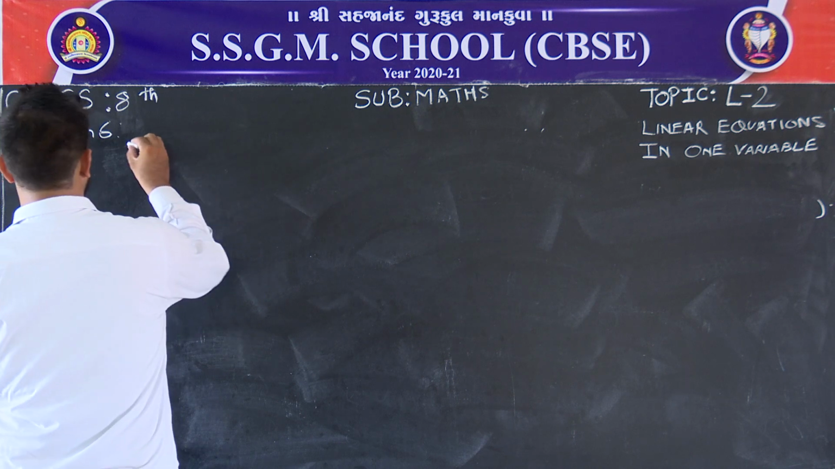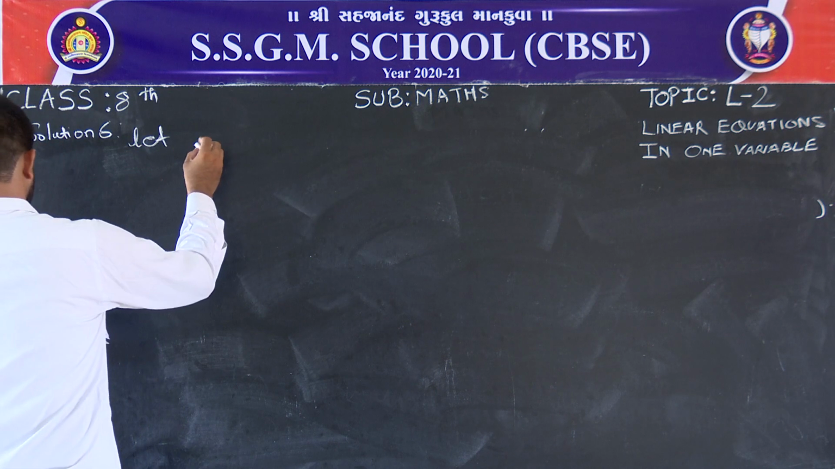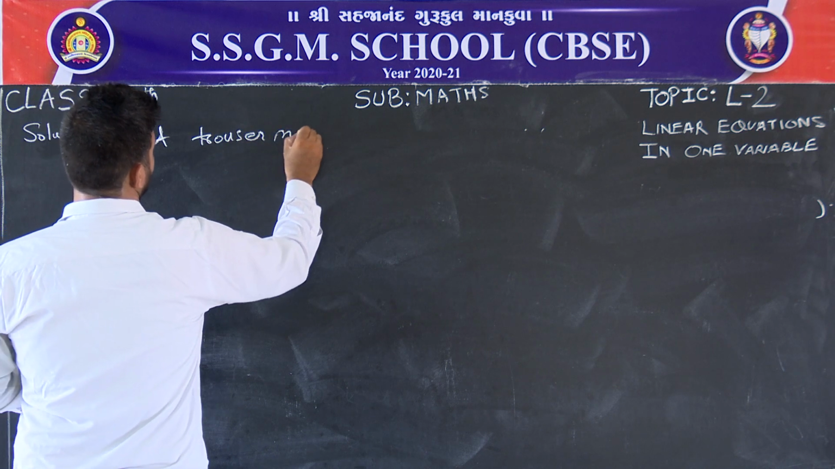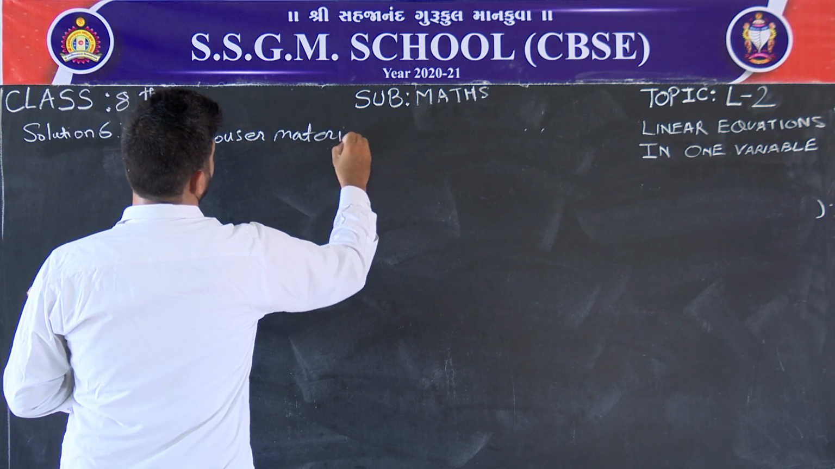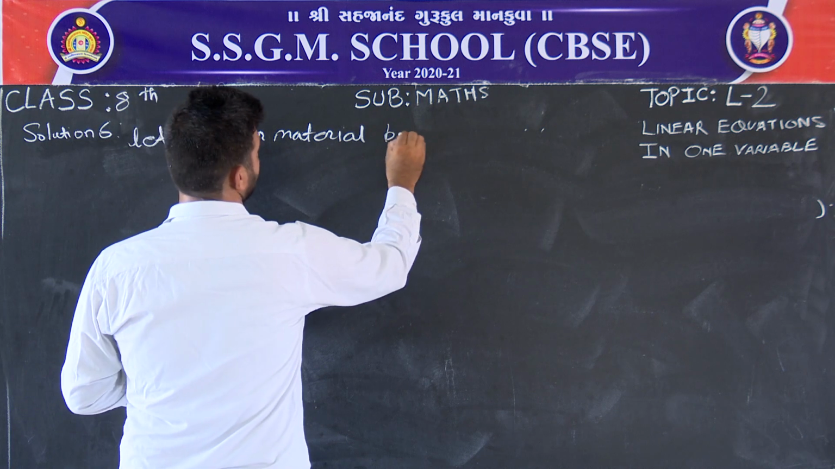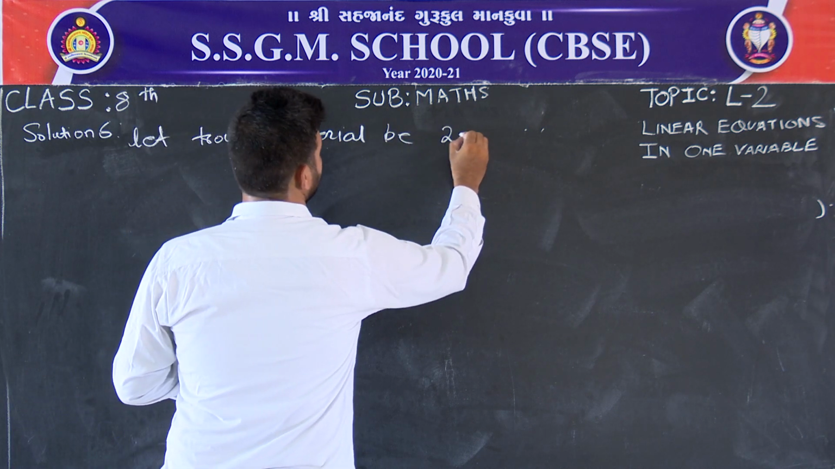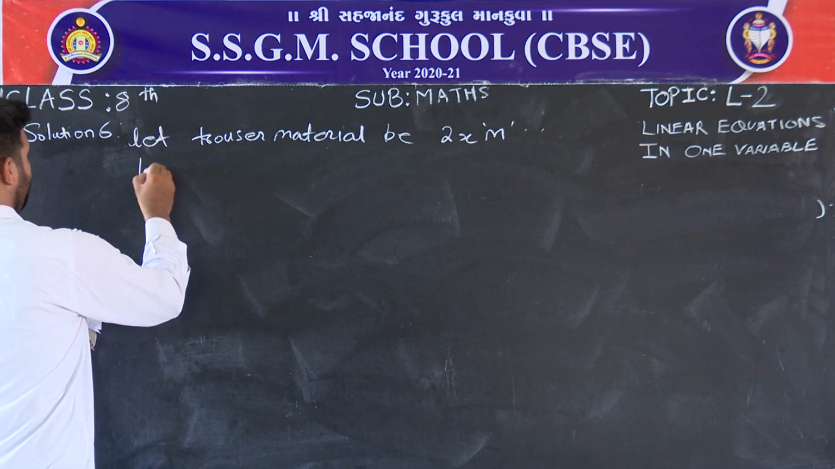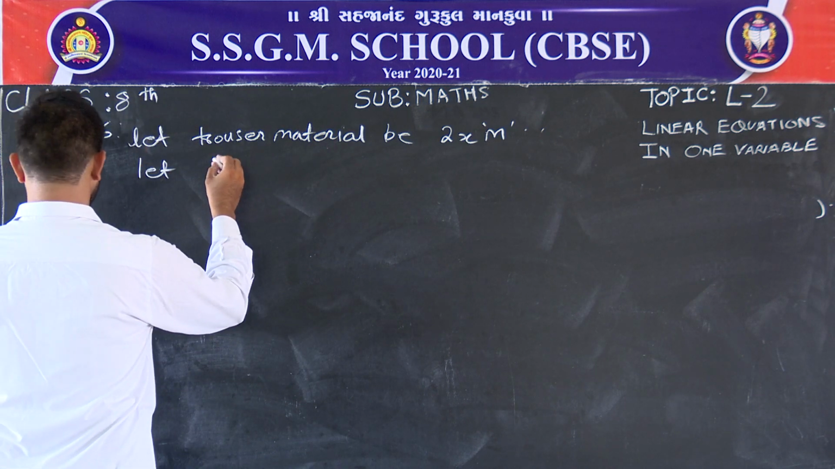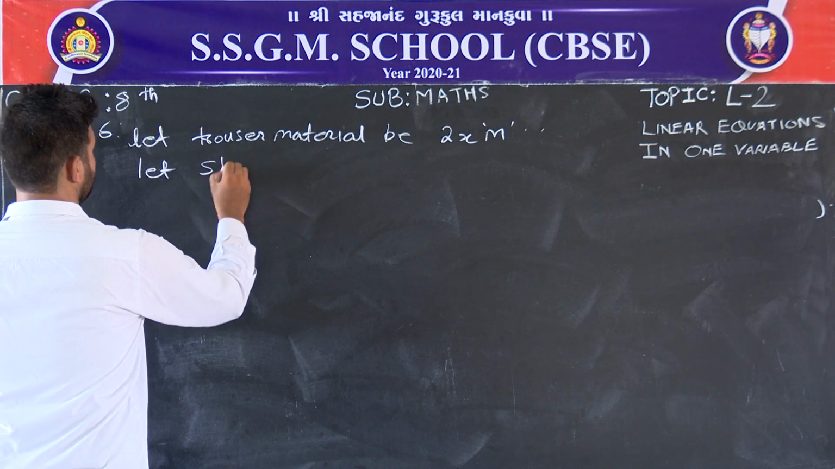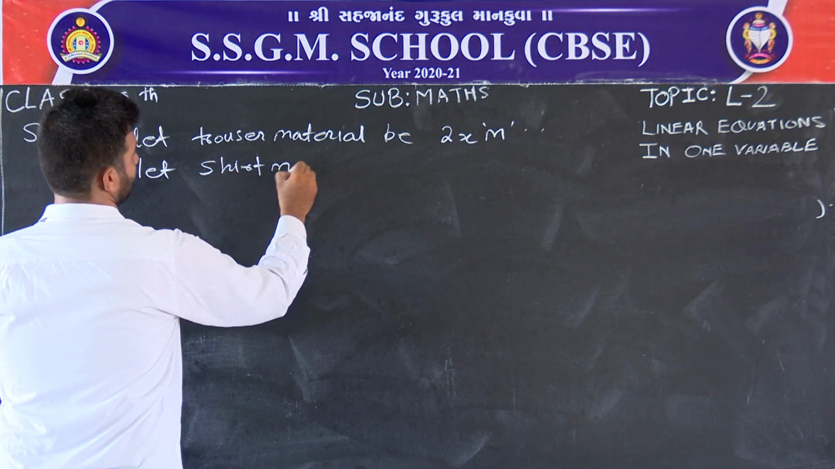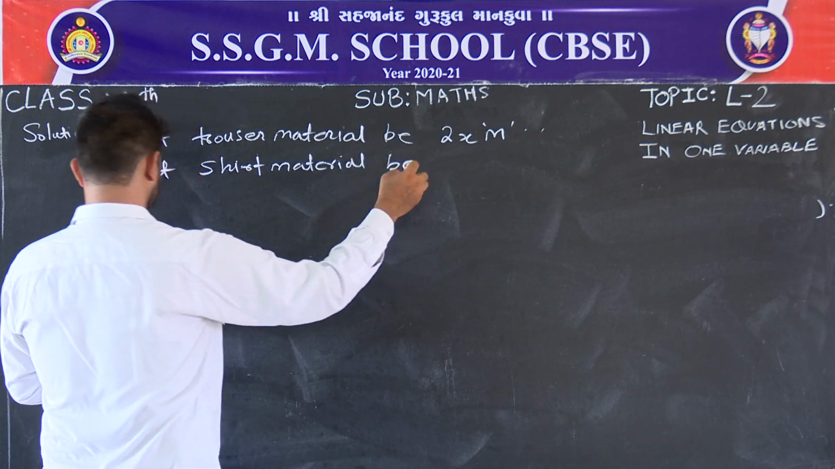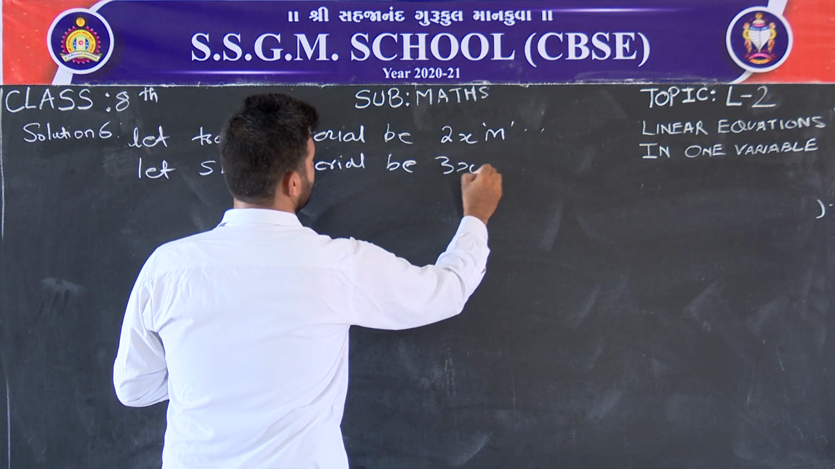So let trouser material be 2x meter. Similarly, let shirt material be 3x meter.